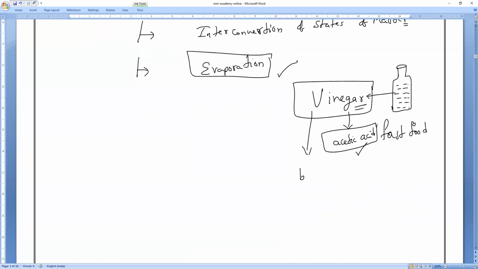Yes, please. They will be bitter. Bitter taste.